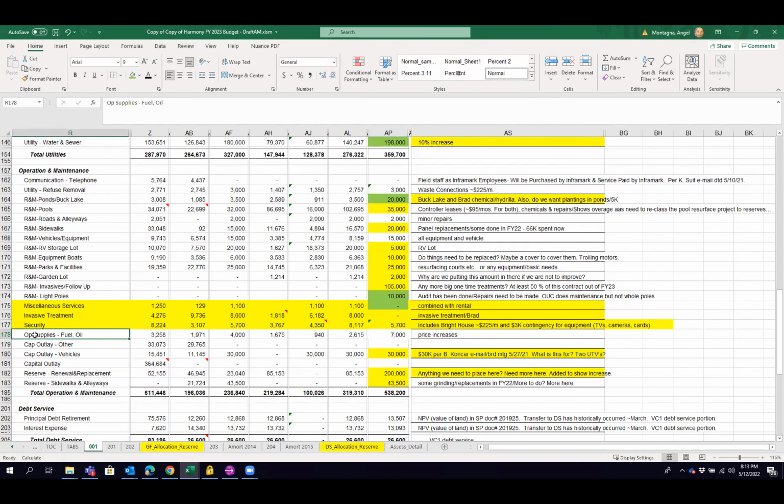So anything that the field staff would need for the trailer, any of that stuff. And yes, fuel and oil. That's all that should come here. Any operational supplies, fuel and oil. So if you think that's too much, let me know. I can put it back down to 4. I can adjust it to whatever you'd like.